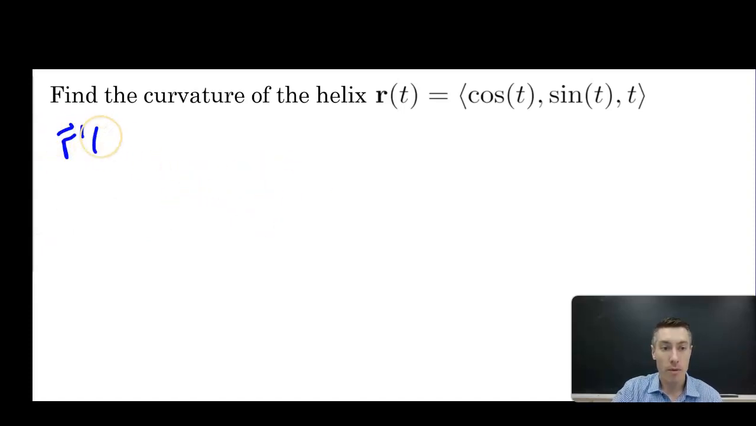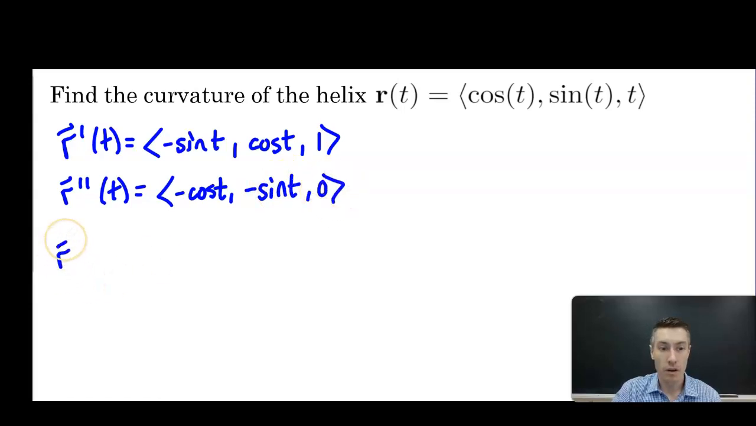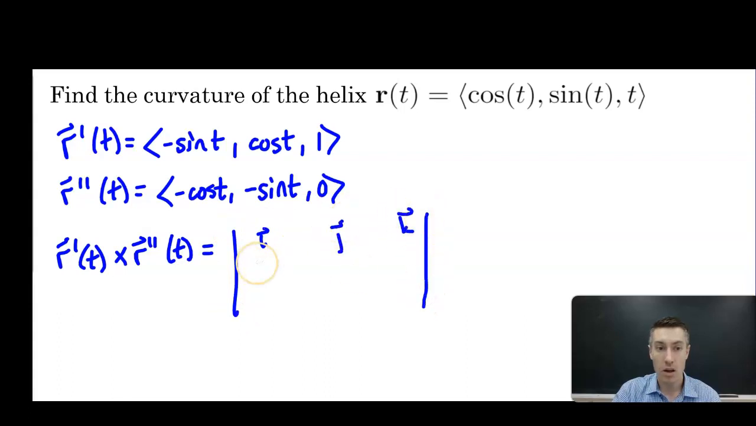So let's see, r prime of t is equal to negative sine of t, cosine of t, 1. R double prime of t is equal to negative cosine t, negative sine t, 0. R prime of t crossed with r double prime of t is equal to i, j, k, negative sine of t, cosine of t, 1, negative cosine of t, negative sine of t, 0.